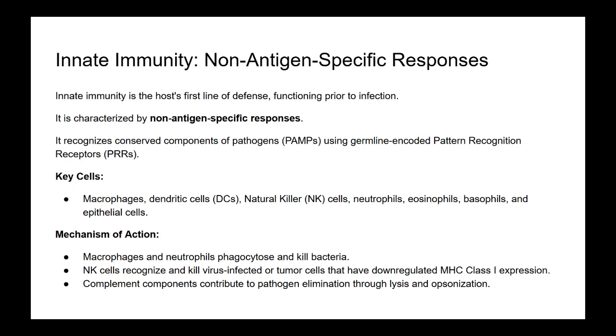Key cells include macrophages, which are like the cleanup crew, engulfing debris and pathogens. Dendritic cells, or DCs, which are critical messengers that bridge innate and adaptive immunity. And natural killer, NK cells. NK cells sound important. They are. They patrol the body and are particularly good at killing virus-infected cells or tumor cells, especially those tricky ones that try to hide by getting rid of their major histocompatibility complex, or MHC markers.